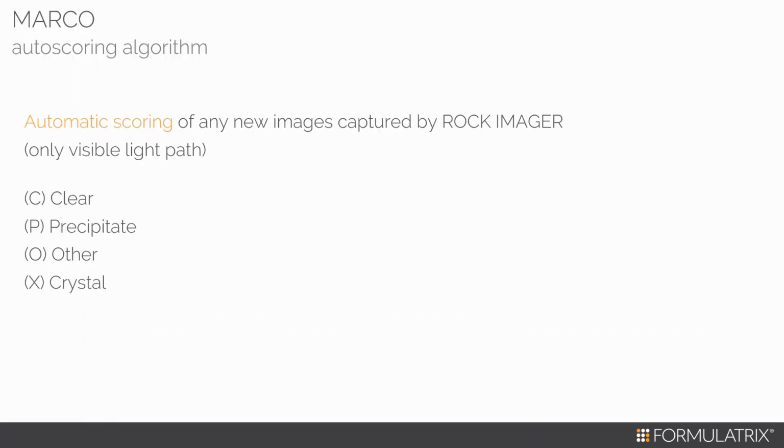The other feature that we are going to implement in RockMaker in January 2019 is Marco, and Janet Newman from Cicero is going to talk about that in the second session today. So if you are interested, please register yourself for the second session and attend her talk. Marco is an autoscoring algorithm developed by a Google employee, and it classifies your drops under 4 categories. It tells you the probability of a drop being clear, precipitate, crystal, or if it cannot fit it into any of these categories, it classifies it as other. However, this only works with visible light path for now.